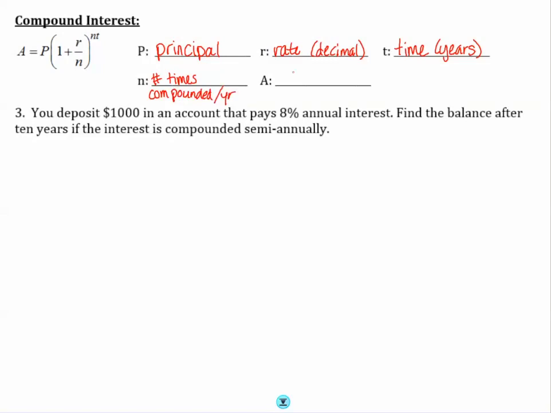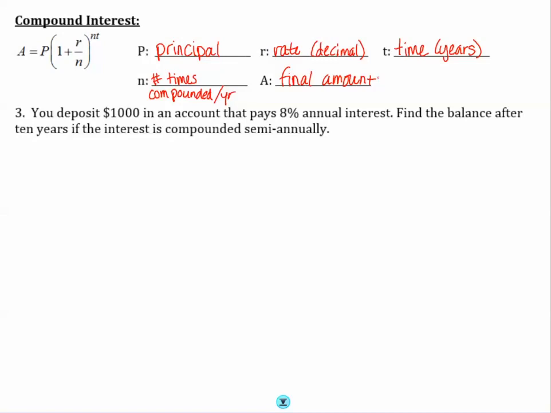And A is the final amount. So you know that you're going to use this formula if you see compounded annually, semi-annually, quarterly, monthly, weekly, daily, any of those words on the first part of the notes except continuously. Continuously has its own formula. So let's take a look at this first example.